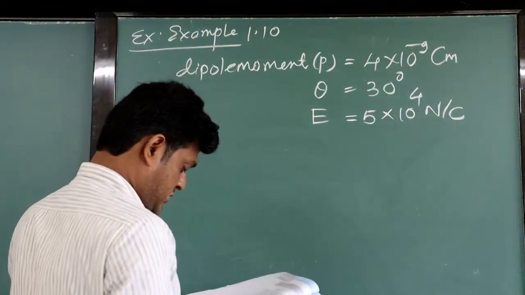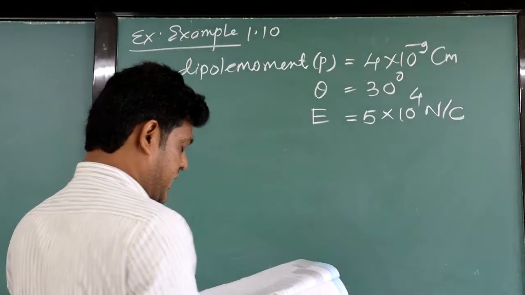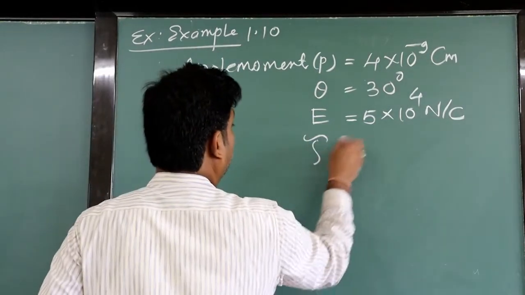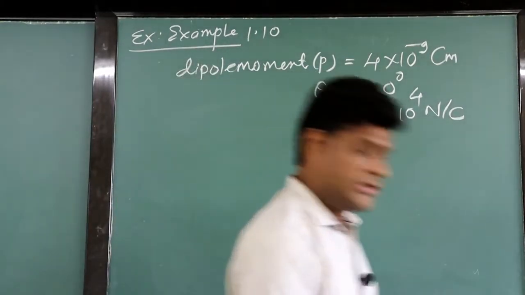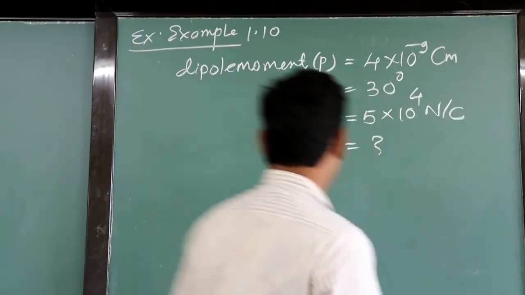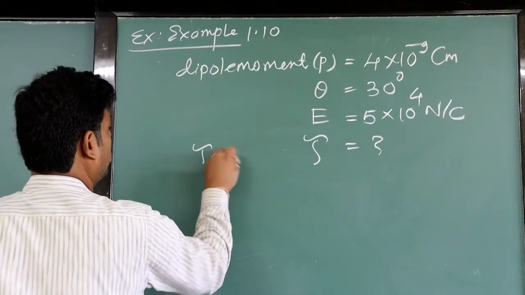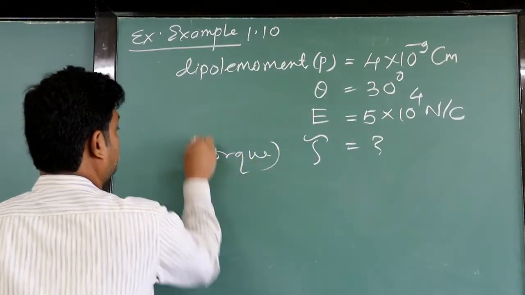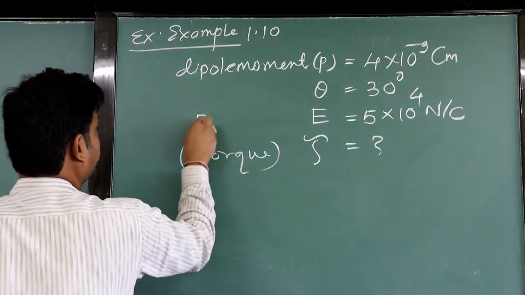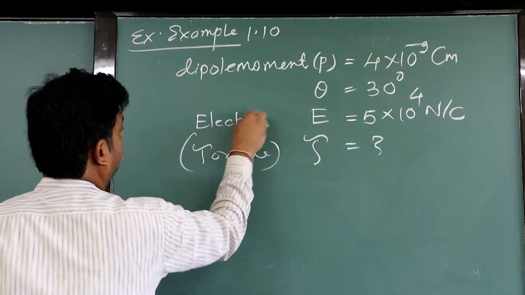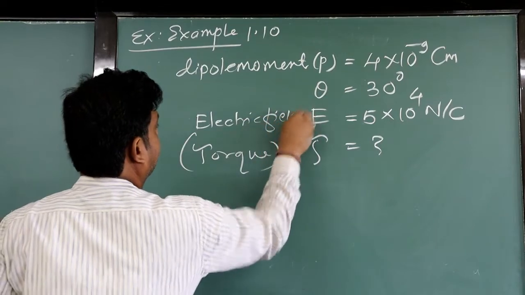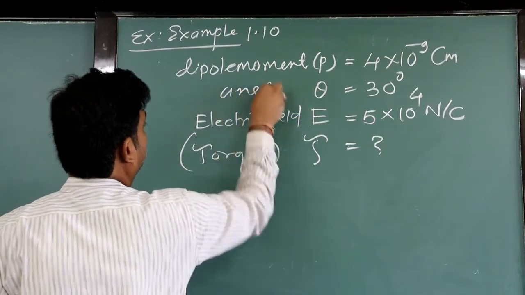So calculate the torque acting on the dipole. Torque equal to question mark. So this is your question. This is a torque. It involves the electric field and the angle.